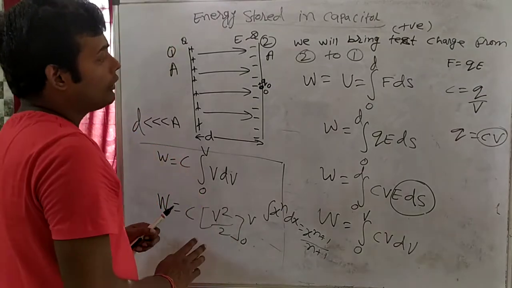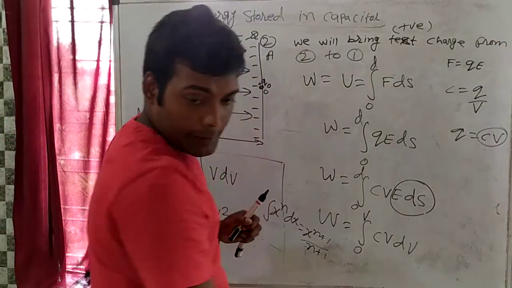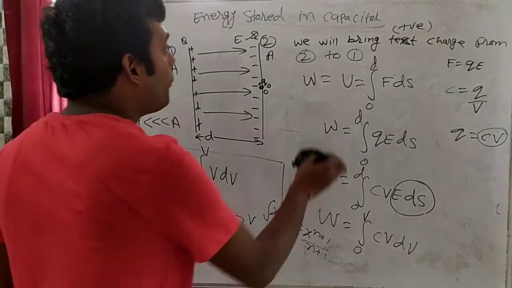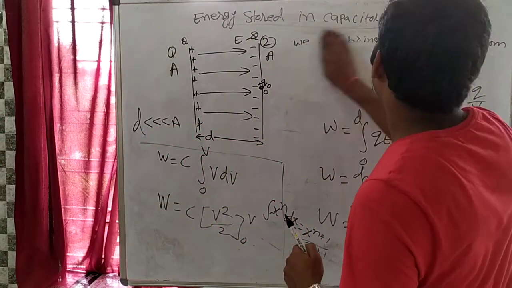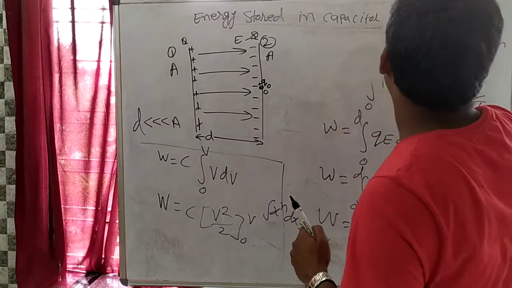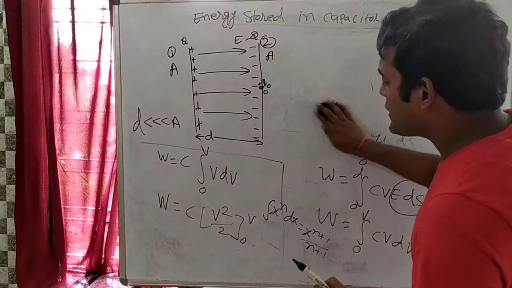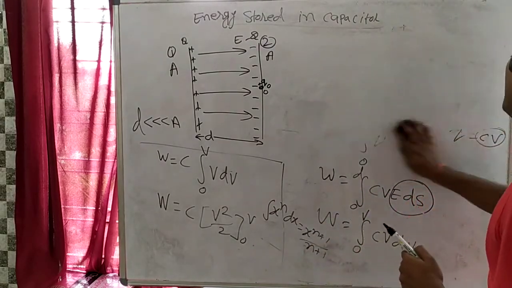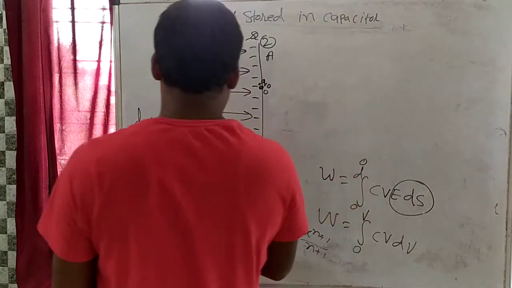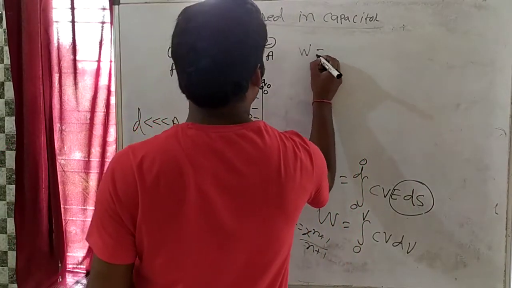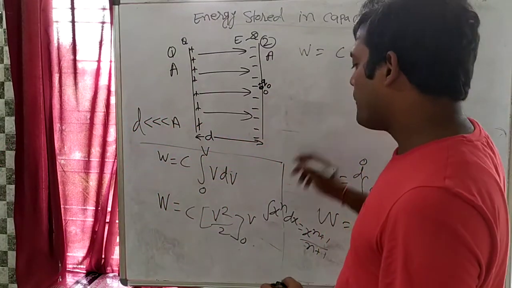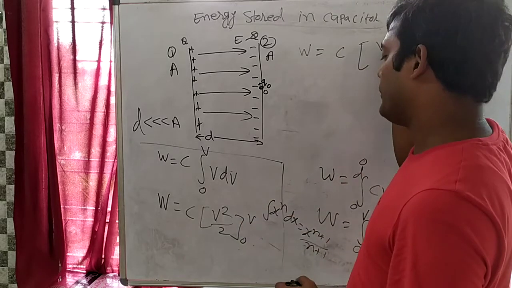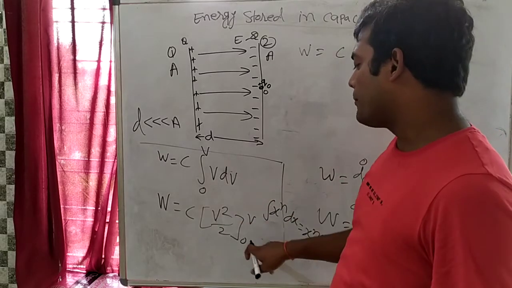Limit will go from 0 to v. Now put the limit. First put the upper limit and then upper limit minus lower limit. So y done will be equal to c. On the place of v, first put the upper limit, so this will be v square by 2, minus on the place of v put 0.